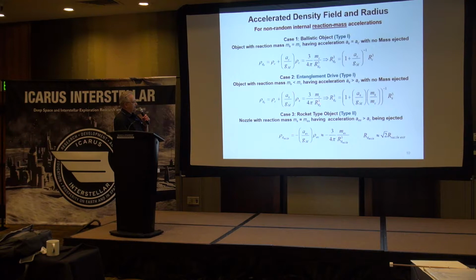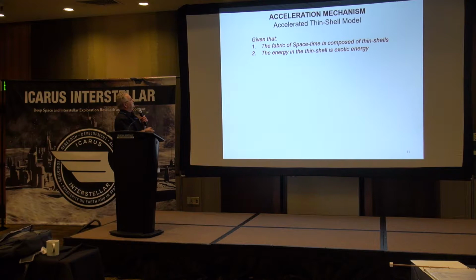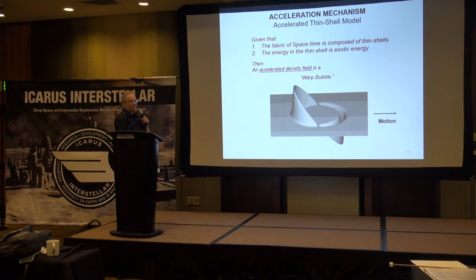But what you find out in here is you have a ratio of your reaction mass to the total mass of your object, plus the acceleration. And what you'll typically find out in most situations is as acceleration gets higher, this mass gets smaller, like photons. Their mass is very small, but they go at the speed of light. Okay, now given that the fabric of space-time is composed of thin shells and that the energy in the thin shell is exotic energy, then an accelerated density field is just a warp bubble.